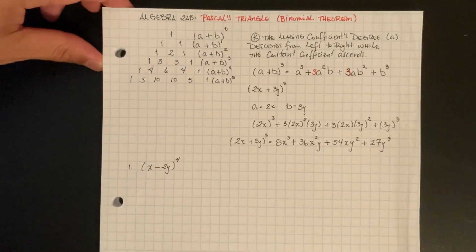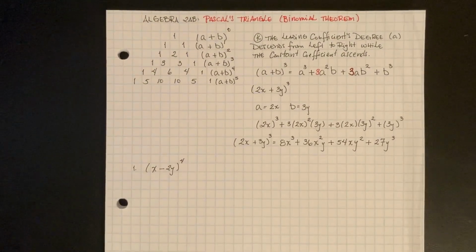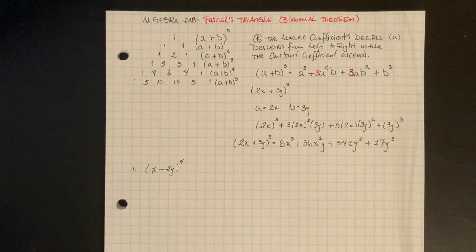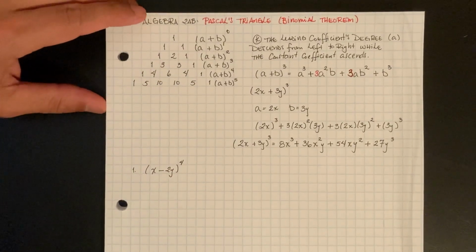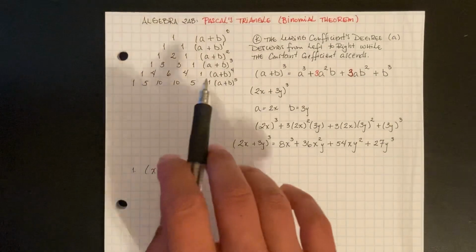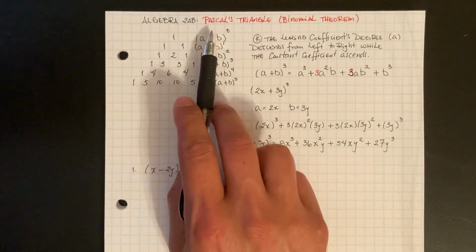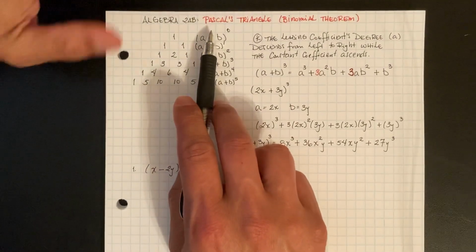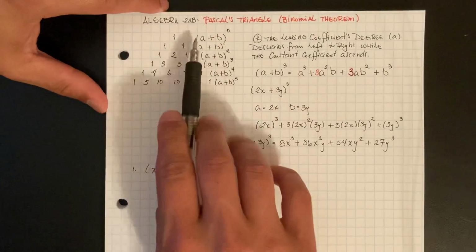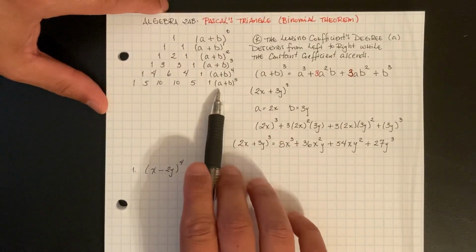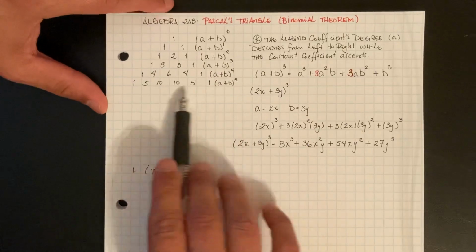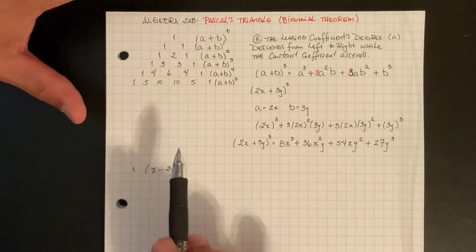Hey guys, in this video I want to go ahead and talk to you about Pascal's triangle and the binomial theorem. It's named after the French mathematician Blaise Pascal, who was able to find a pattern for the binomial coefficient. So if you have a binomial and you want to expand it at higher degrees, this triangle gives you a shortcut to do it.